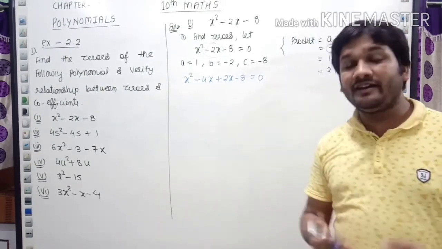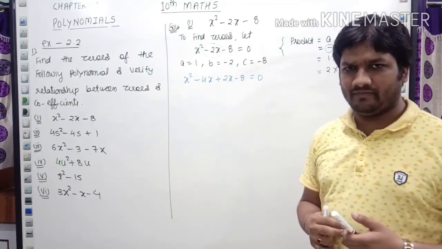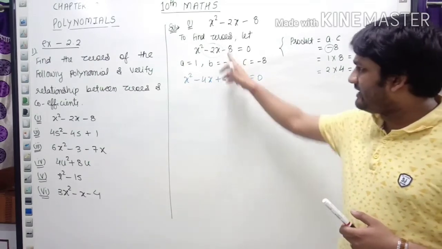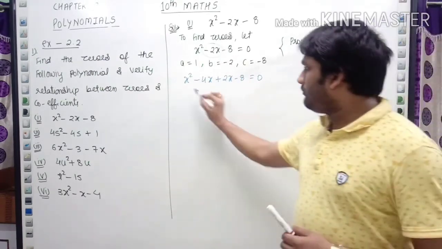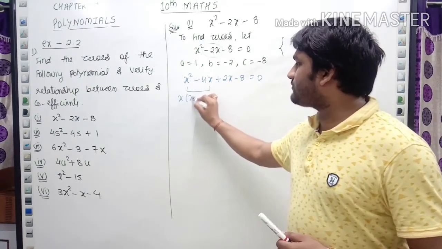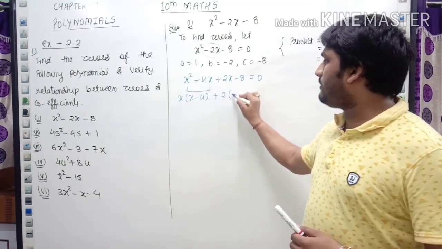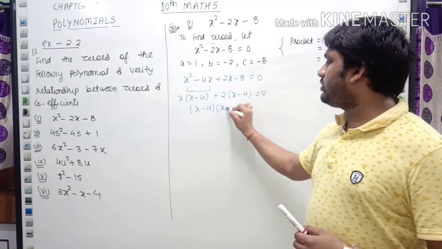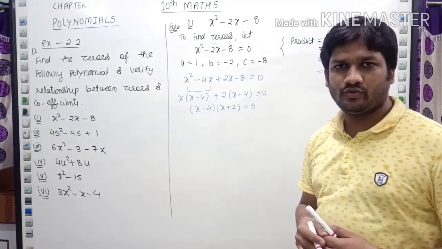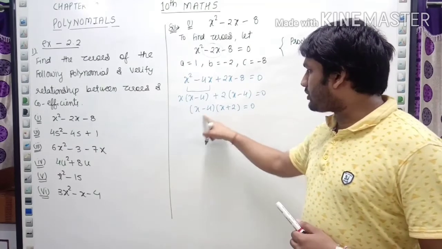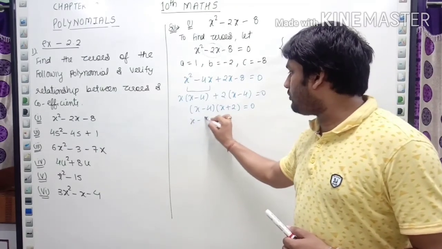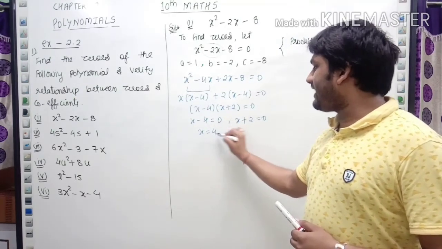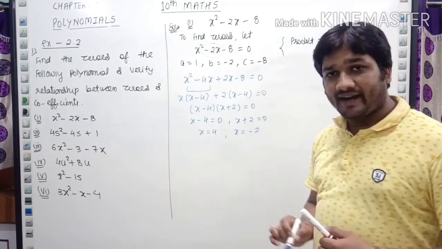A little bit of time we have taken in understanding how to split the middle term. These steps are not a compulsory part of the question. This is for your understanding. If you write it directly, no problem in that. Now we'll do grouping. If I take common x from the first two terms and 2 from the next two terms, I will have x minus 4 into x plus 2 equal to 0. So the product of two values is 0, so either the first will be 0 or the second will be 0. So we get the value of x is 4 and the second is minus 2.